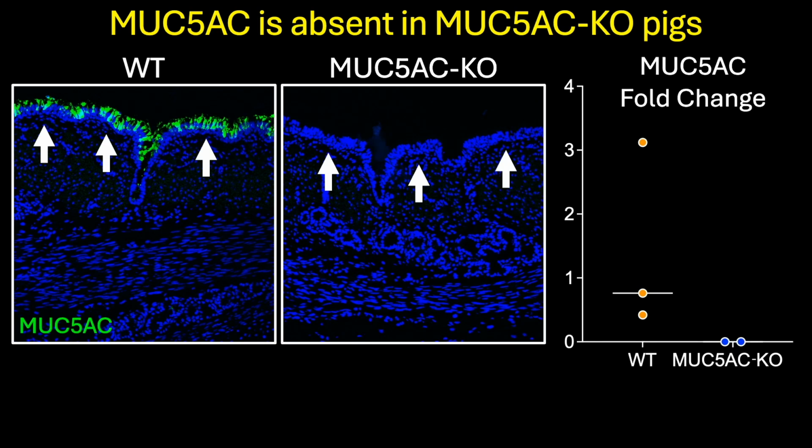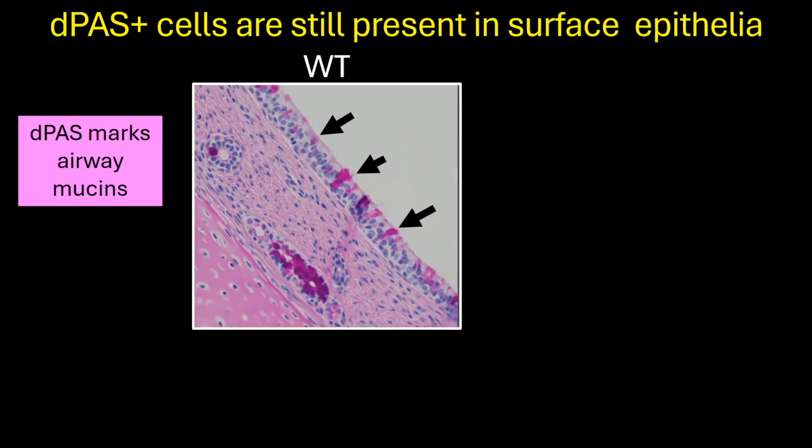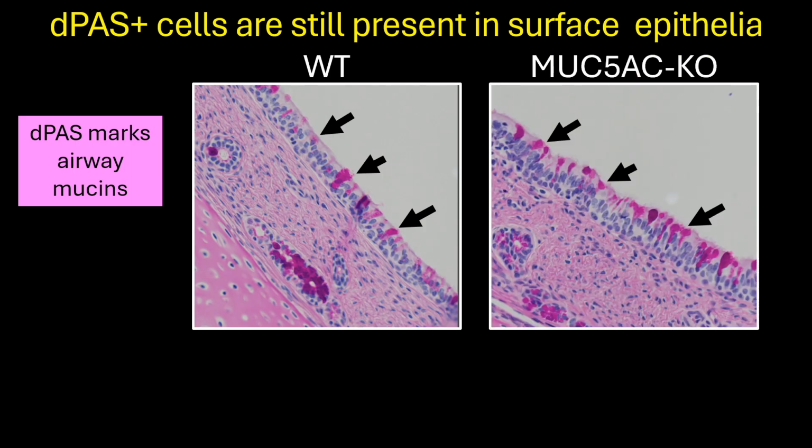Because MUC5AC is such an important surface protein, we did histopathologic analysis on these tissues to look at the structure of the airway epithelium. As part of this analysis, we did DPAS staining, which marks airway mucins in a deep magenta color you can see indicated by the black arrows. In wild type, we see DPAS staining in both the submucosal gland and on the surface. Surprisingly, in our MUC5AC knockout pig, we still see DPAS-positive staining in the submucosal glands, but we also retain DPAS positivity in the airway surface.